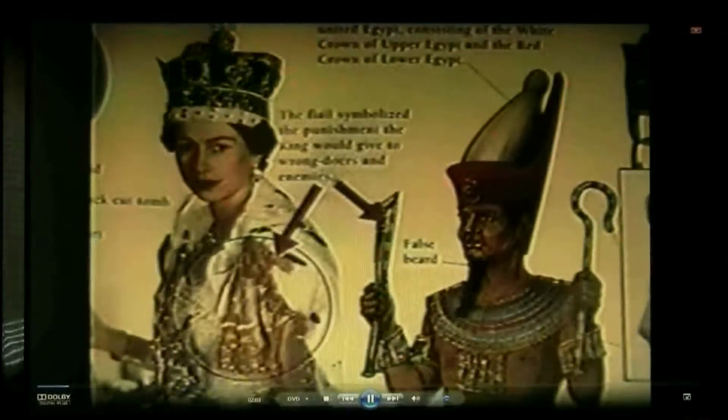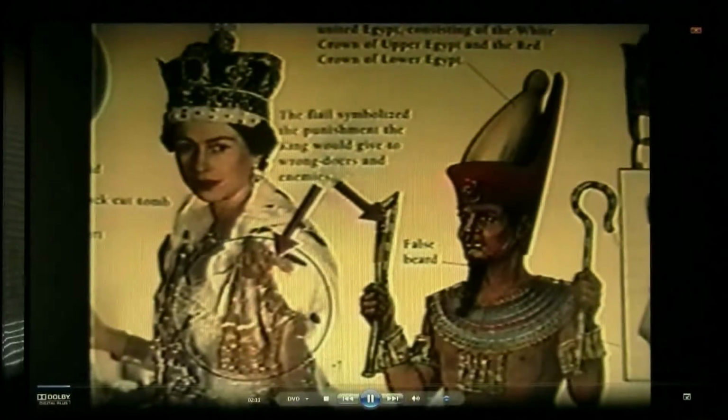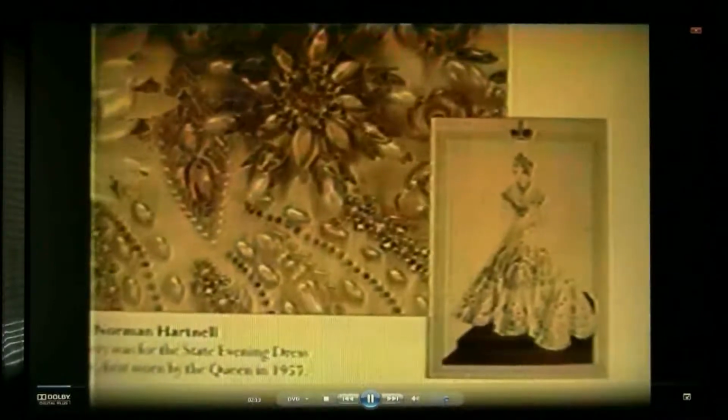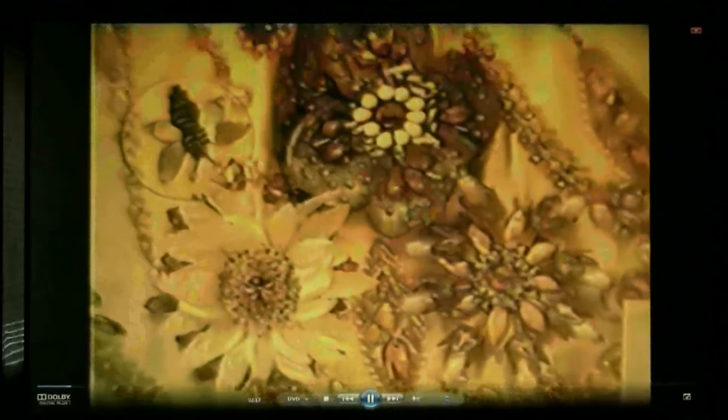Number 6. The Queen's punishing flail or whip is partially hidden under her arm. The flail or whip also originates with the pharaohs of ancient Egypt. Number 7. The symbol of the bee can be found within the Queen's royal wardrobe. In ancient Egypt, bees were the symbol of Egyptian royalty as well as the symbol of Egypt.